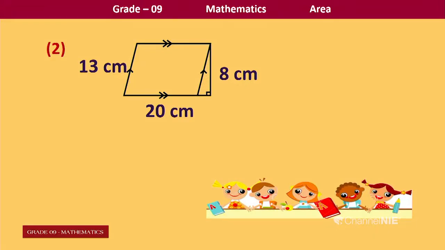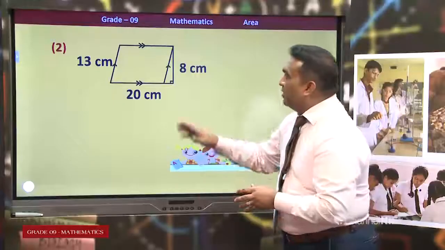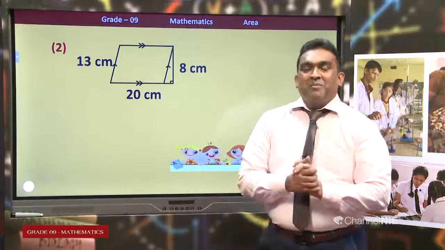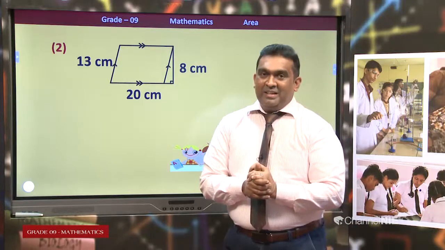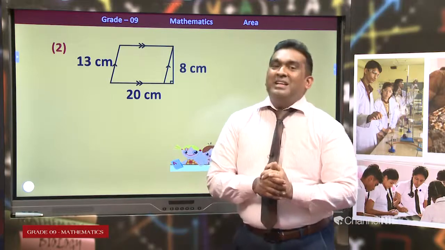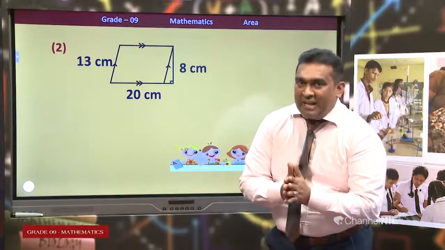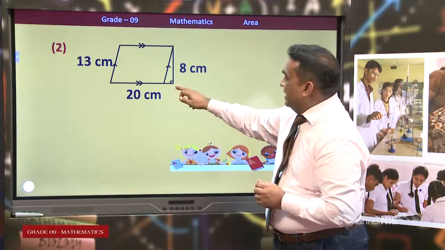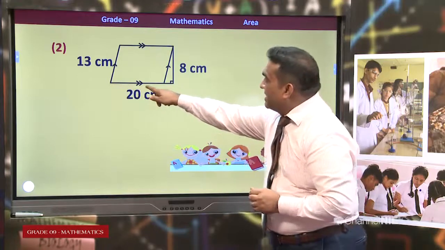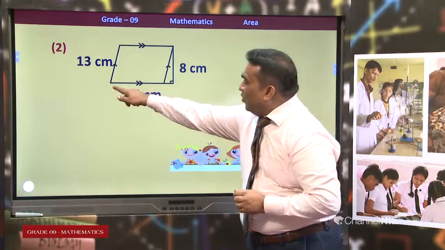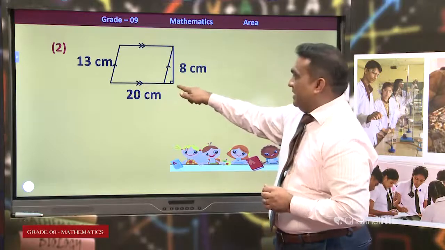Here, we want to find out the area of this parallelogram. There are three measurements: 20 centimeter, 13 centimeter, 8 centimeter. Then how to find out the base and perpendicular height? Right? As I told you earlier, perpendicular height, the foot of the perpendicular height on this line. Therefore, this is your base.